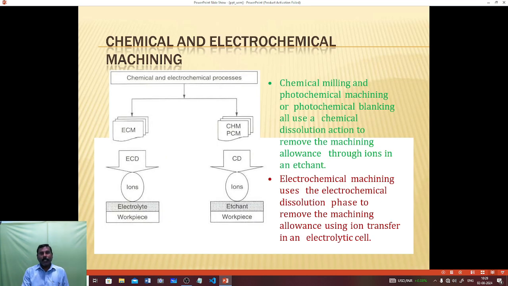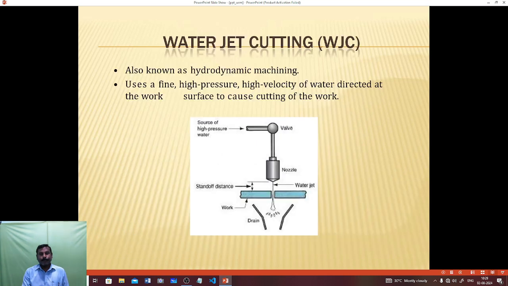So the chemical and electrochemical machining process: chemical milling and photochemical machining or photochemical blanking use chemical dissolution action to remove the machining alloys through ions, and electrochemical machining uses electrochemical dissolution to remove the machining elements using ion transfer in an electrolytic cell.